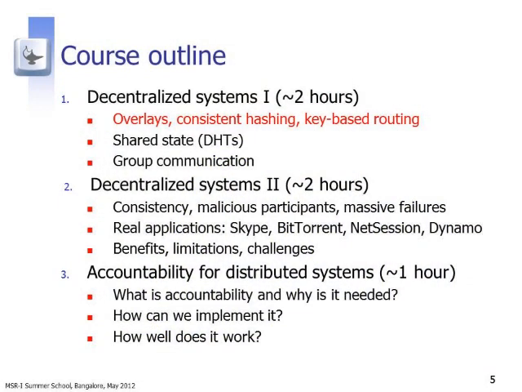Okay, so in terms of outline, today we'll mostly be talking about what is an overlay network. We'll introduce some basic techniques such as consistent hashing and key-based routing. We'll see how to use that to build a decentralized system that can actually store and share state, and then how we can use the same basic primitives to implement some forms of scalable group communication.